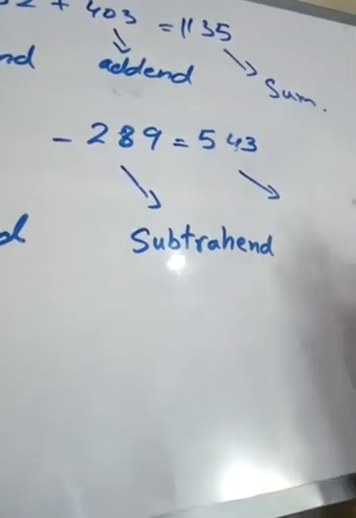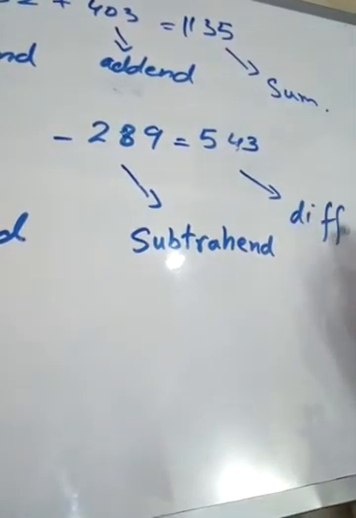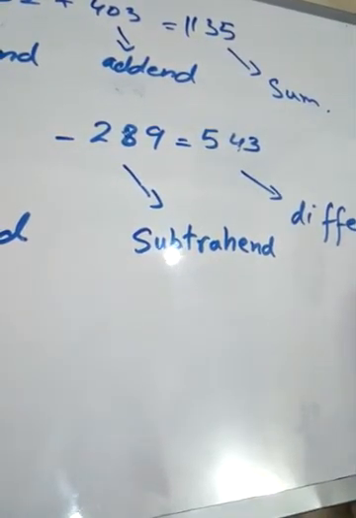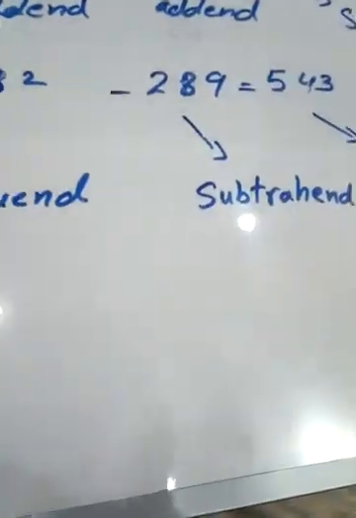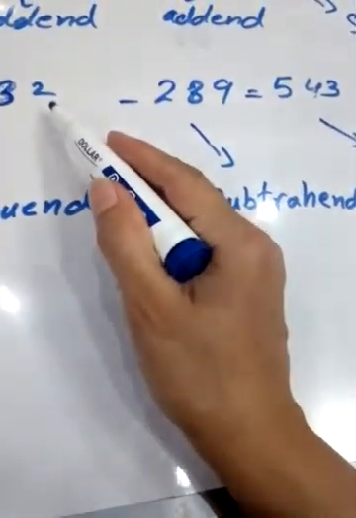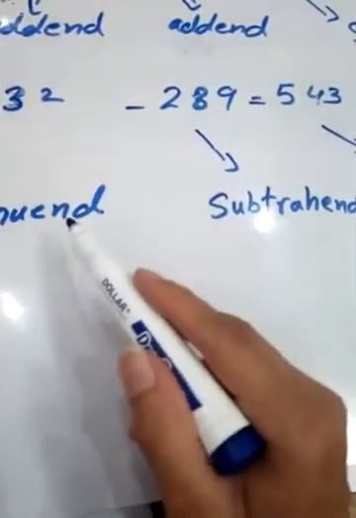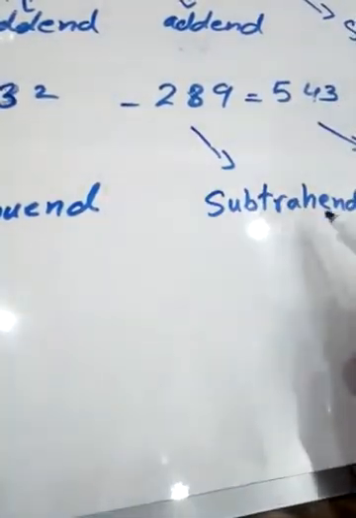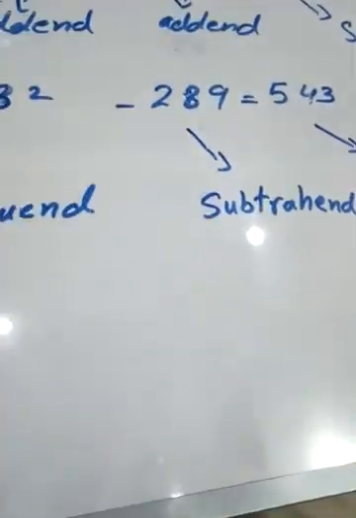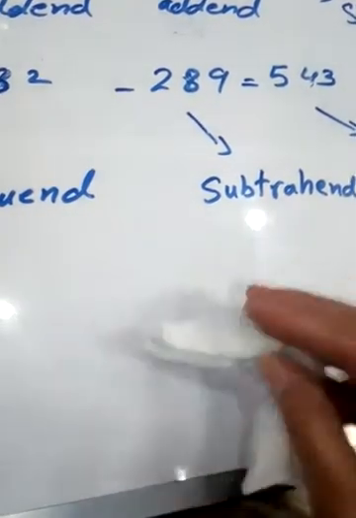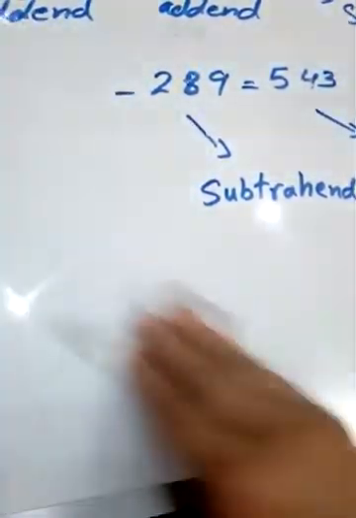Our answer is called the difference, the difference of those two numbers. So the first number from which we have to subtract the other one is called minuend, and the second one is subtrahend. Now the question raised here is how to find the missing minuend and subtrahend.